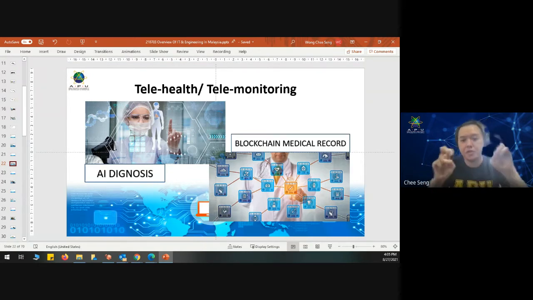Blockchain, the word blockchain itself came from the so-called cryptocurrency, your Bitcoin. Initially, it was used for the finance industry, for banking, for investment, all those kinds of things. But even the medical side has adopted this technology. So, what is a blockchain medical record?